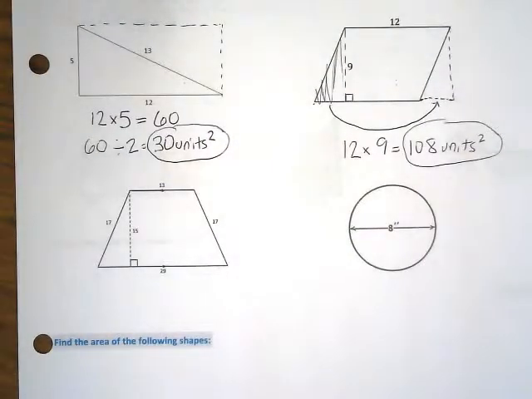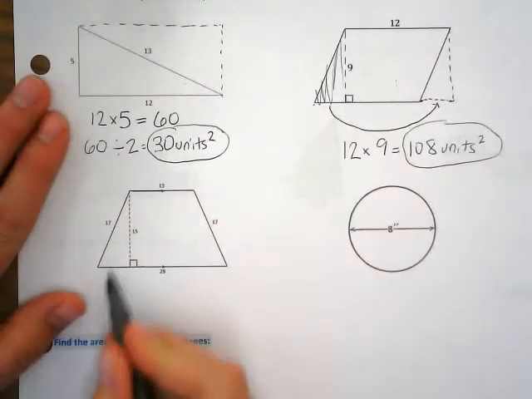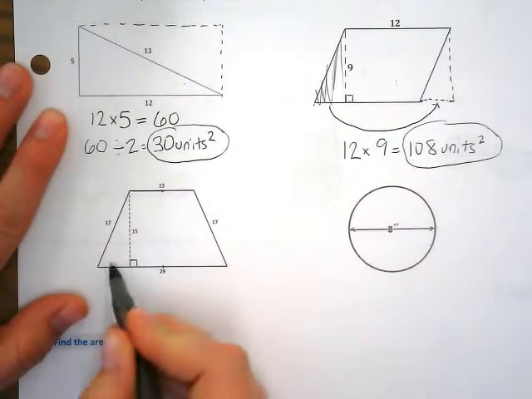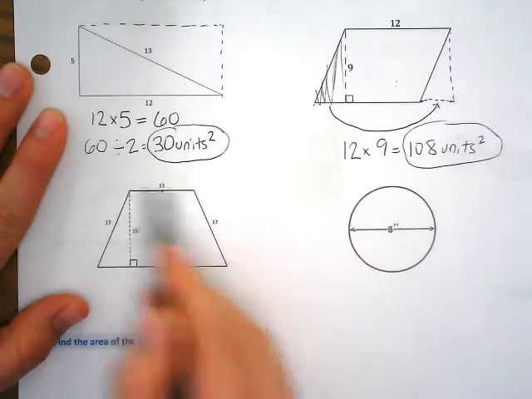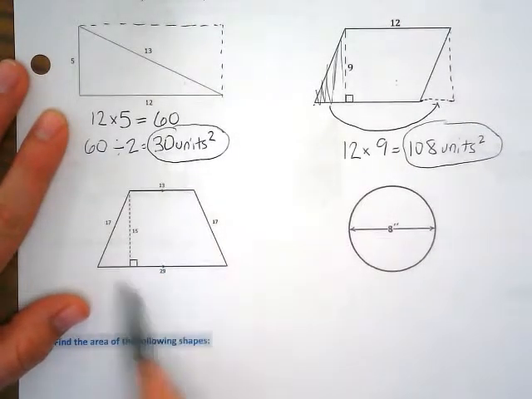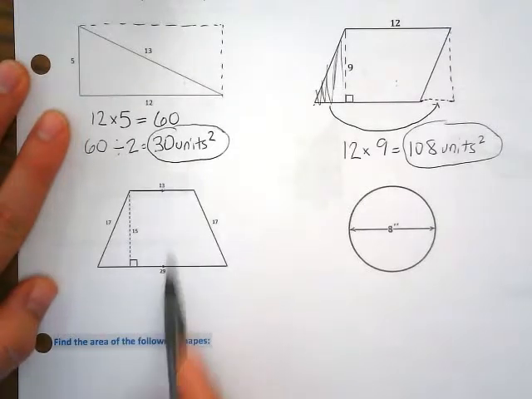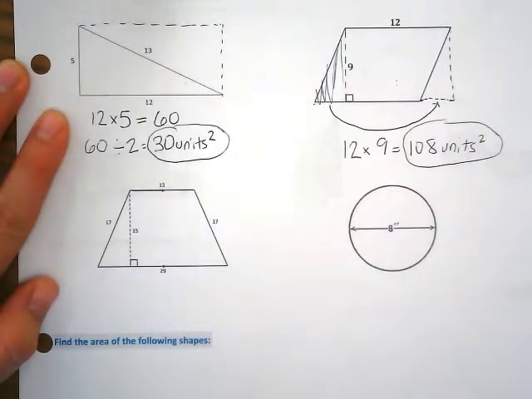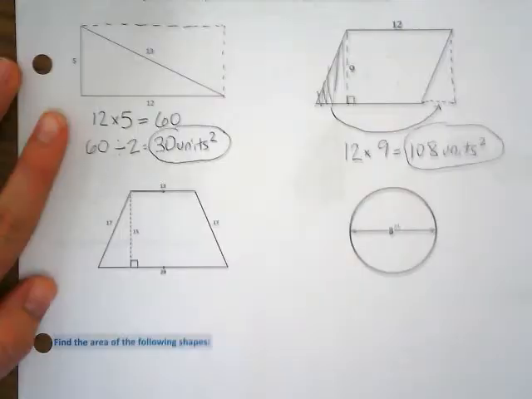Third shape we've got is a trapezoid. Now trapezoids are tricky because there's one base along the bottom, but along the top, the top base is different. The bottom base is 29, the top base is 13.